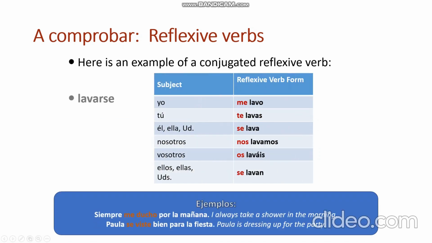Here's an example of a reflexive conjugated verb. El verbo es lavarse. And as you can see, here the verb is conjugated as it always would be in present tense, and we've simply added the reflexive pronouns in agreement with the subject. Yo me lavo, tú te lavas, usted se lava, nosotros nos lavamos, y ustedes se lavan. Por ejemplo, siempre me ducho por la mañana. Paula se viste bien para la fiesta.